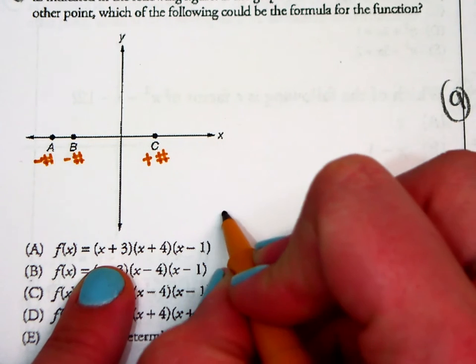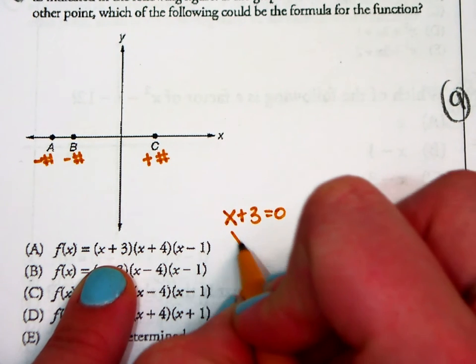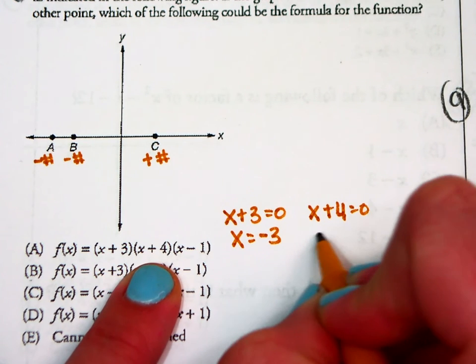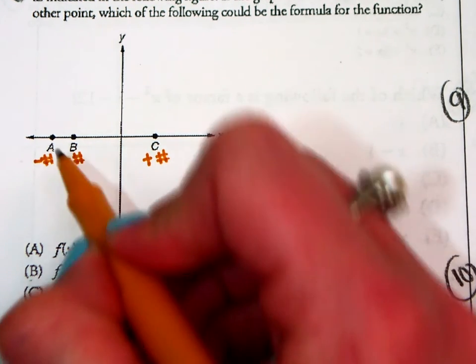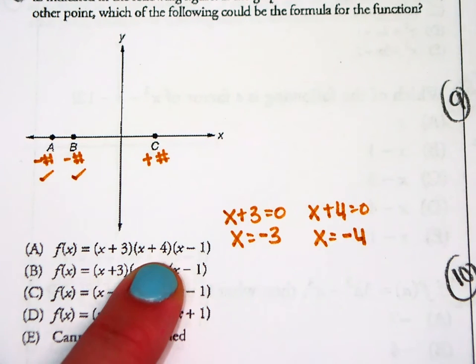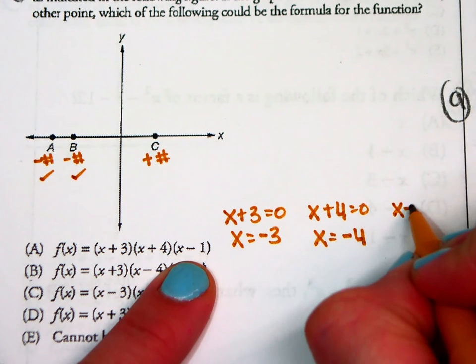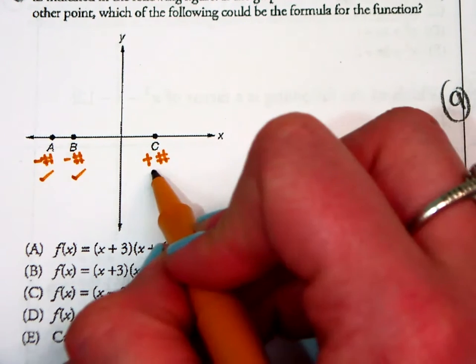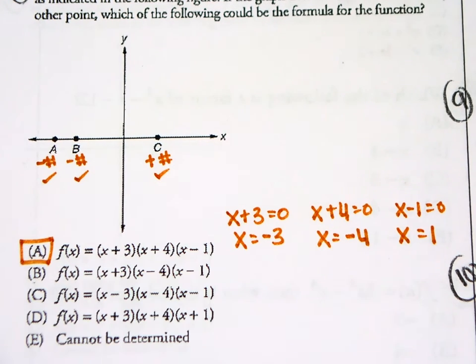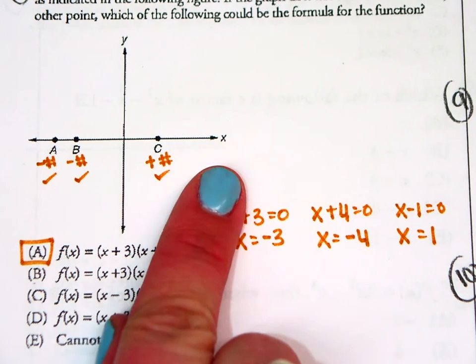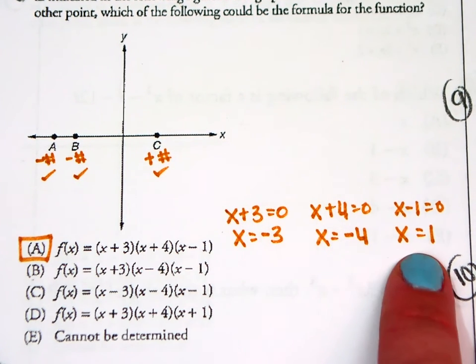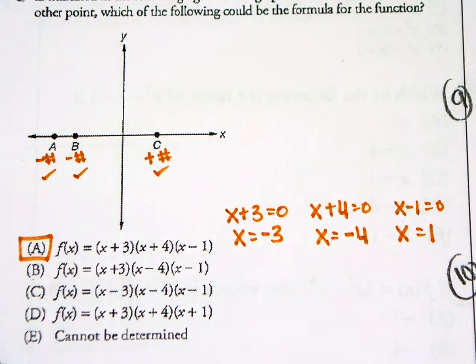So if I do x plus 3 equals 0, I could get a -3. x plus 4 equals 0, I would also get a -4, so that would take care of the first and second negative numbers. And on this one, I would get x minus 1 equals 0. If I add 1 over, that would give me one positive number, which would be answer A. So what I would recommend is setting each piece equal to 0 and then analyzing where those fall in the graph. We needed 2 negatives and 1 positive, and when we solved for option A, those are the answers that we got.